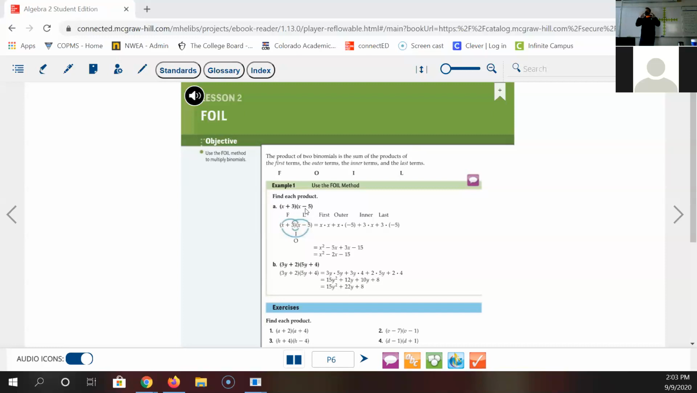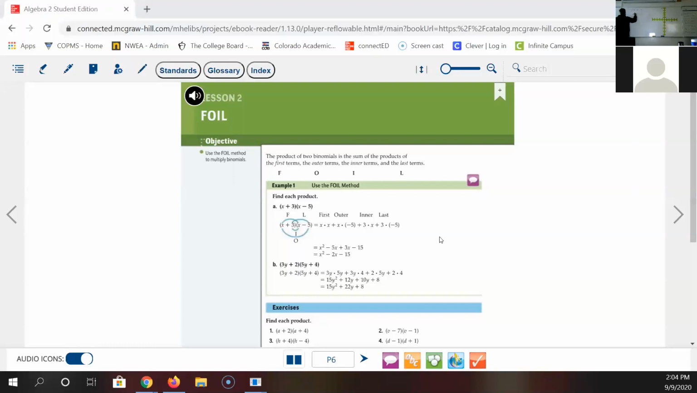Since they have parentheses around these, we have to treat these as a whole. It's basically using the distributive property twice. We're going to distribute the x on x plus 3, and we're going to multiply it to the x and the negative 5 on our second term. So we only use FOIL when we have binomial terms that are multiplied together, just like this. So x plus 3 and x minus 5. Okay, and FOIL is an acronym. It stands for first, outside, inside, and last.